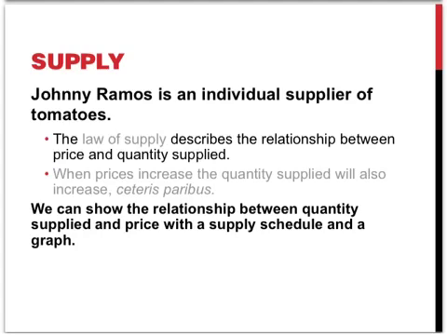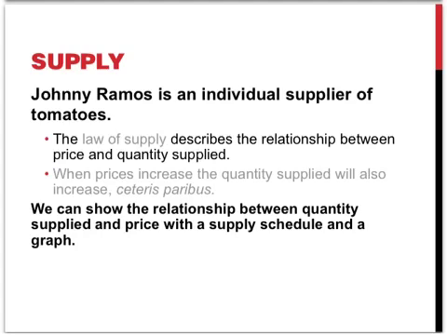The law of supply describes the relationship between the price and the quantity supplied. It says that when the price increases, the quantity supplied will also increase, ceteris paribus. And you'll recall that means that all the other possible influences on supply are kept constant. We are only considering the relationship between price and quantity supplied, and in this case it's a positive one.